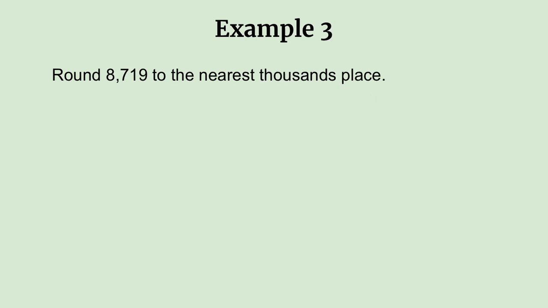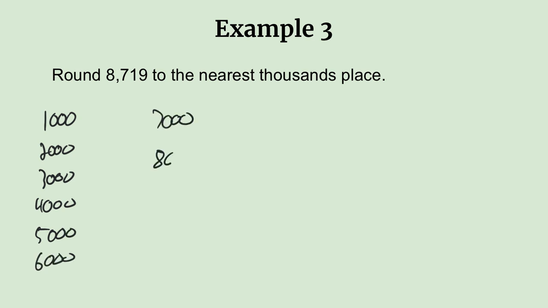So then for 8,719, we're looking at multiples of 1,000. So 1,000, 2,000, 3,000, 4,000, 5,000, 6,000, 7,000, 8,000, 9,000. 8,719 is somewhere between these two. Remember, we look at the number that comes right after what we're looking at. So here we're looking at the 7. That is bigger than 5. So 8,719 becomes 9,000.